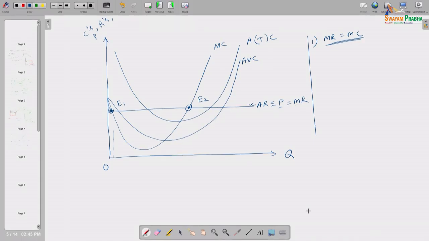Why not at this point? Look at here, at this point the slope of the MR line is 0, because the MR line is horizontal. But what is the slope of the MC line? The MC curve slope here is negative. Since 0 is greater than negative, at the E1 point the second order condition is not satisfied. So in this kind of diagram, although E1 and E2 both satisfy the first order condition, only one of them will be the equilibrium, because the second order condition is satisfied at the E2 point.